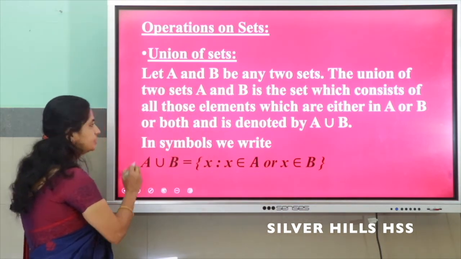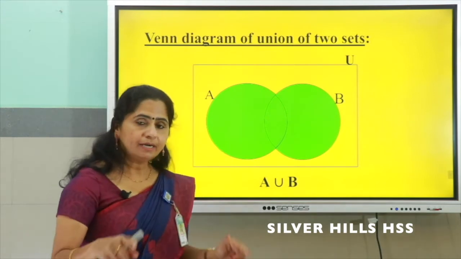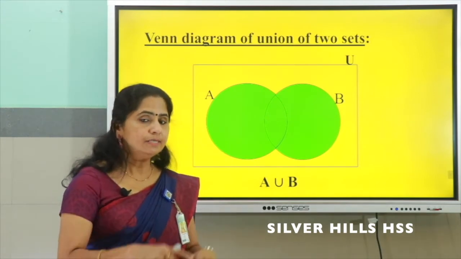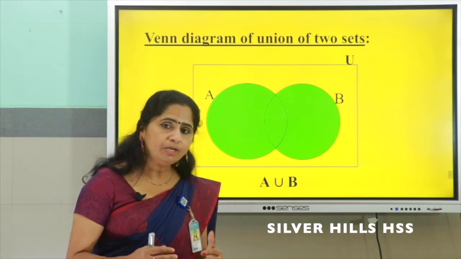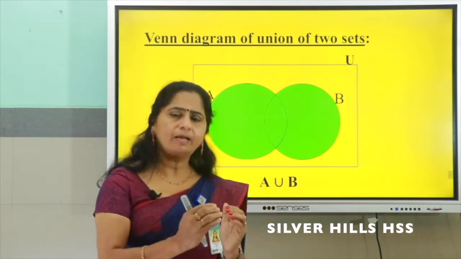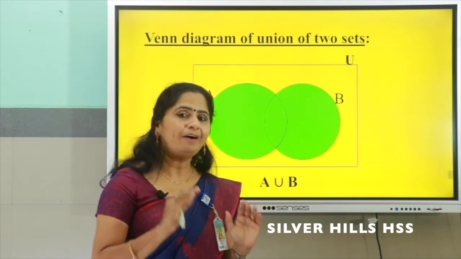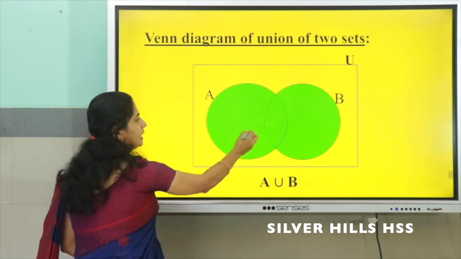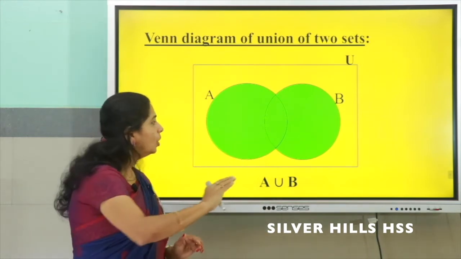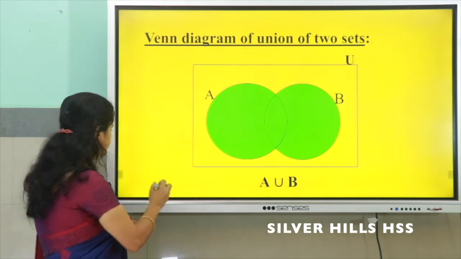How do we represent this union in the Venn diagram? There is a rectangle drawn for the universal set. Since two sets A and B are there, we will draw two circles. A union B means what? We are going to consider all the elements from the set A and also from the set B. So, we have to darken both the circles, which means all the elements should be taken into consideration for the union.